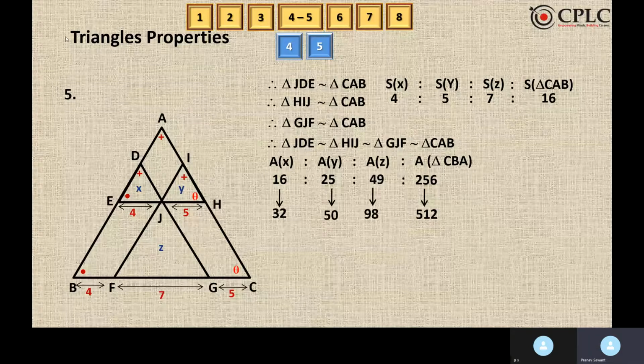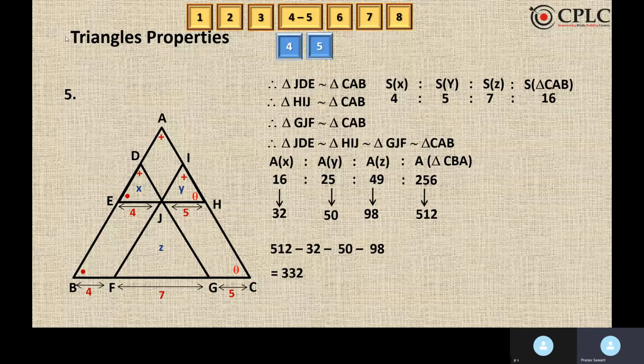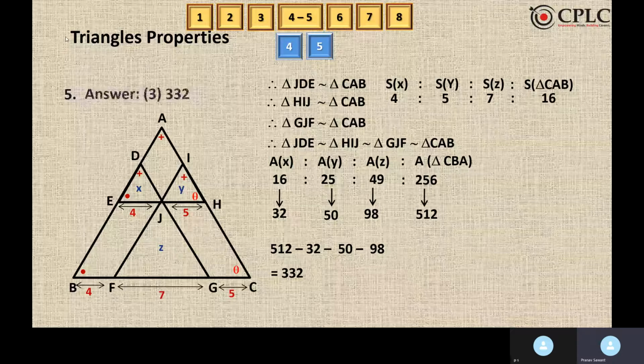For the fifth one, the concept will be the same. Now we'll find out the values of Y and Z also by applying the same method. If 256 is equal to 512, 25 is equal to what? And 49 is equal to what? So we'll get 50 and 98 respectively. And now we'll simply subtract the other three areas from the area of the bigger triangle. So 512 minus 32 minus 50 minus 98, that's 332, and the answer to the fifth question is 332.